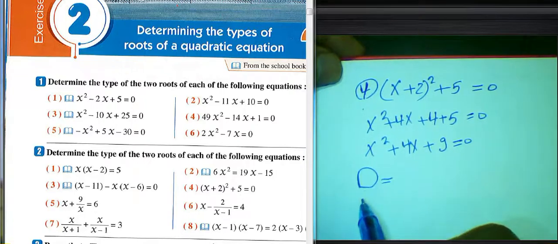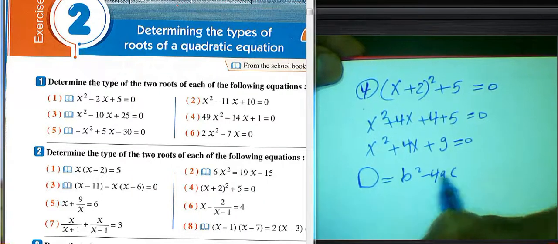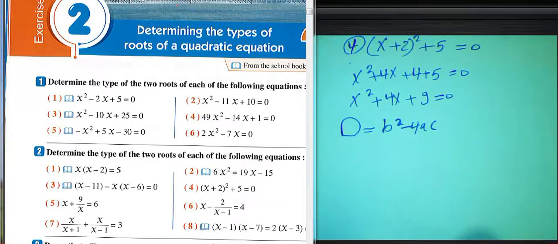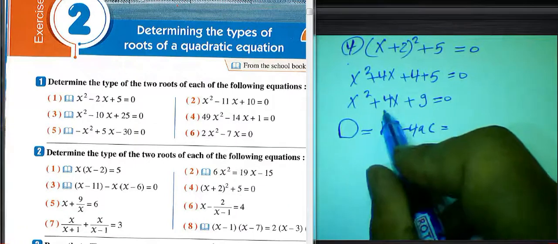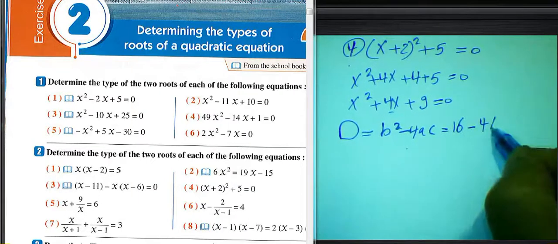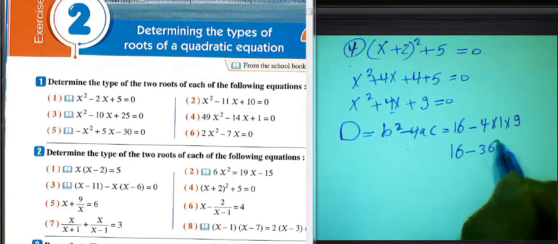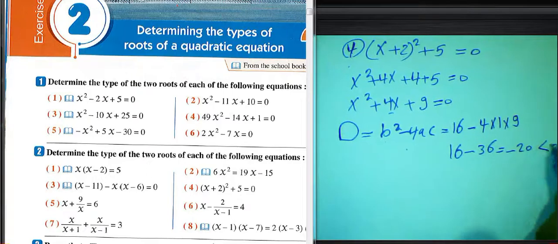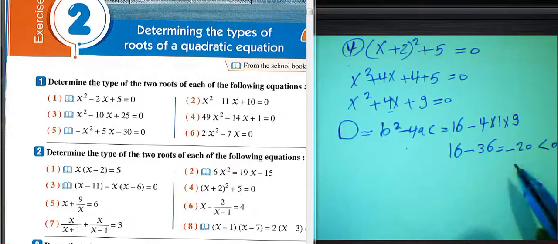We're using the discriminant equals b^2 - 4ac. Okay, discriminant equals b^2 - 4ac. b^2, 4^2 equals 16. Subtract 4 times 1 times 9. 16 subtract 36 equals negative 20. The result is less than 0, so the discriminant is less than 0, so we have two complex, non-real roots.